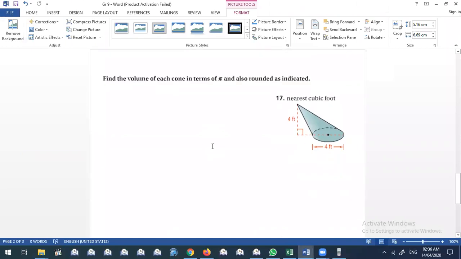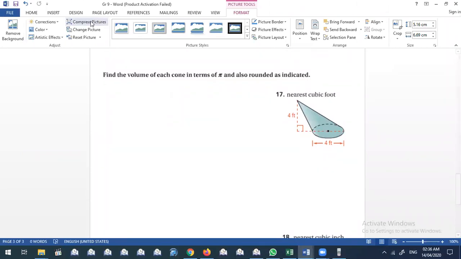Here, find the volume of each cone in terms of pi, and also round as indicated. If you need to round, no problem. If you need to find it in terms of pi, no problem. Here we have our h, the height, which is 4. What about our radius? Here we have the diameter. The diameter of the circle is 4, so to find r, it will be 4 divided by 2 equals 2.